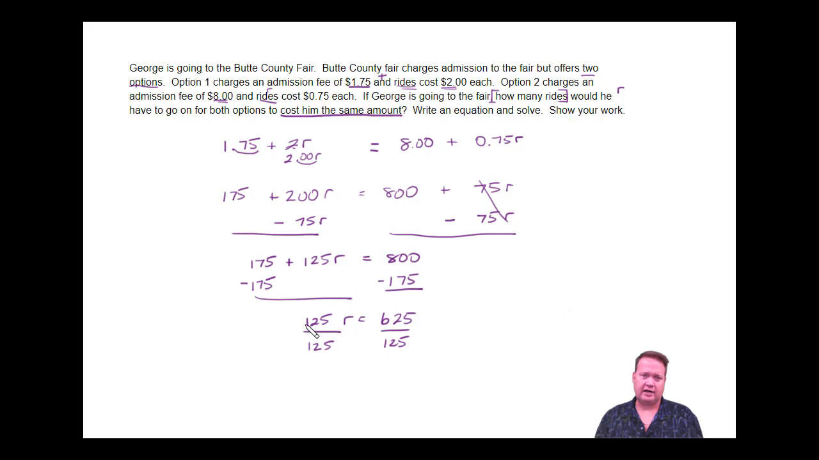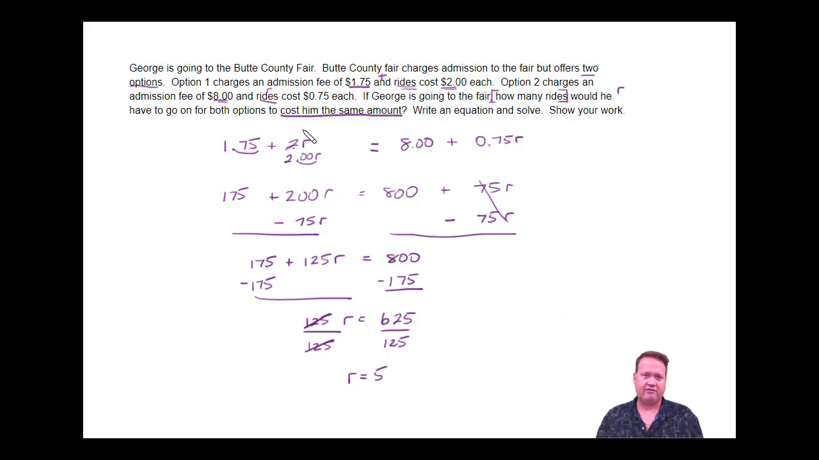And when I divide by 125, you could use your calculator if you want. 125 is going to go into that number 5 times. So in this case, R is 5, and it's a word problem, so we always want to write a sentence. Let's answer the question. How many rides would I have to go on for the options to be the same?